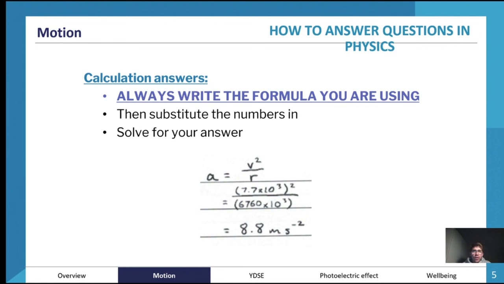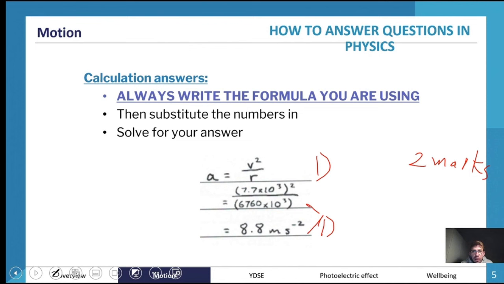Always write the formula you're using, then substitute the numbers in and solve for your answer. So basically, the idea behind answering questions like these is that usually questions that are very straightforward in physics 3-4 are still going to require you to do a bit of working out, because they're going to be 2 marks. The reason there are 2 marks is that 1 mark comes from using the right formula from the formula sheet, and the second mark comes from doing the correct substitution and getting the correct answer.